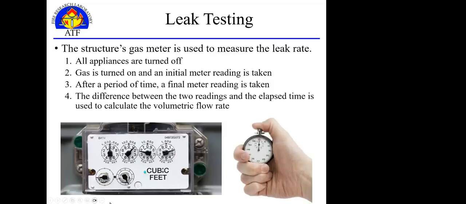So clock test is basically you turn everything off. All the appliances are off, all the pilot lights. You turn on the gas, you take an initial reading at the start of that time, and you turn a clock on for, say, 10 minutes. And then at the end of that 10 minutes, you look at what that final meter reading is, and the difference is going to be however many cubic feet over that 10-minute time, and that's your flow rate in that period.